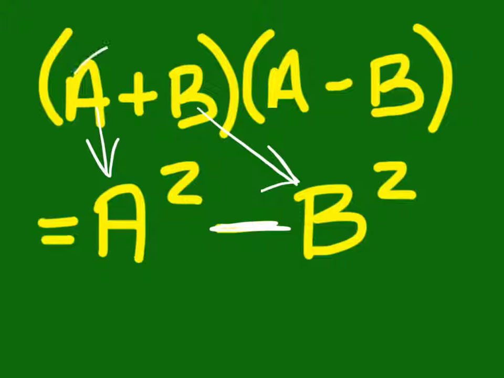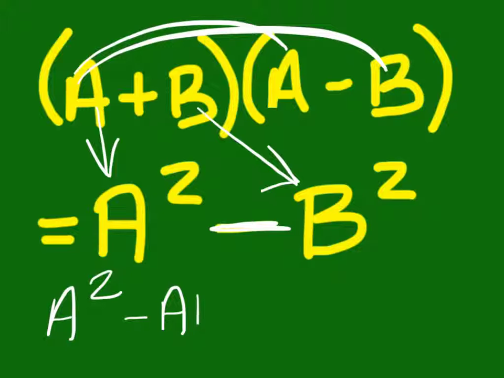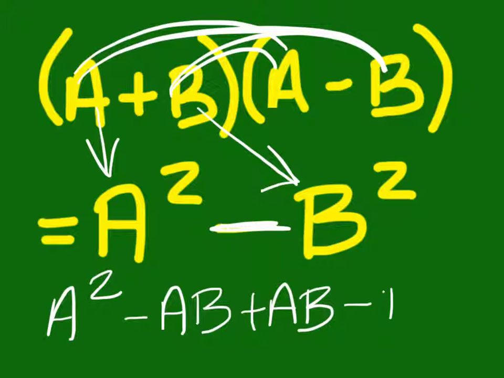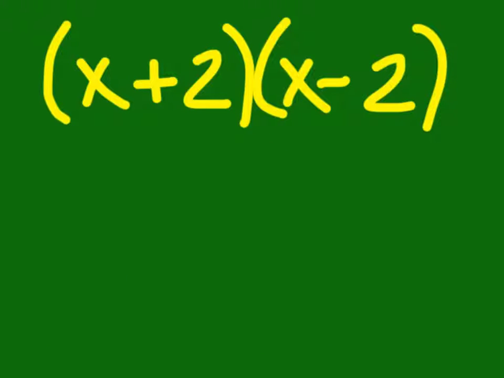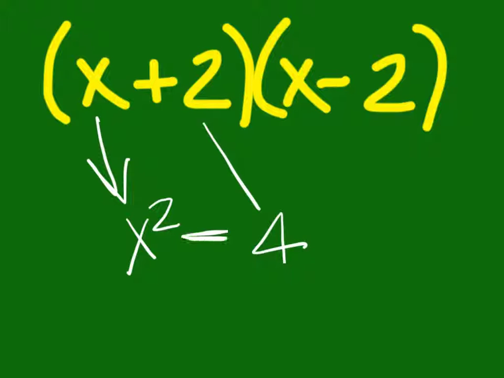In reality, it's really A times A, times the minus B, B times A, and then B times the minus B. But in the middle you have a negative AB and a plus AB. They cancel out. So that's why it just ends up being A squared minus B squared. If I had x plus 2 and x minus 2, I would square this one to get x squared and square that one to get 4 and put a minus sign in between the two. So x squared minus 4.